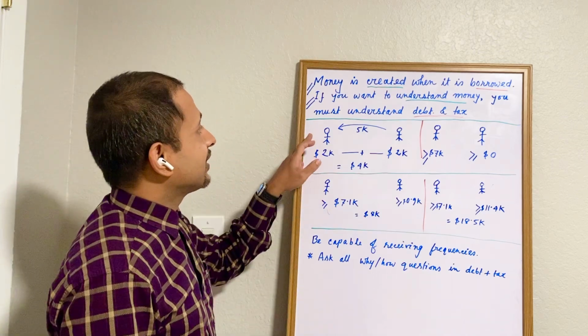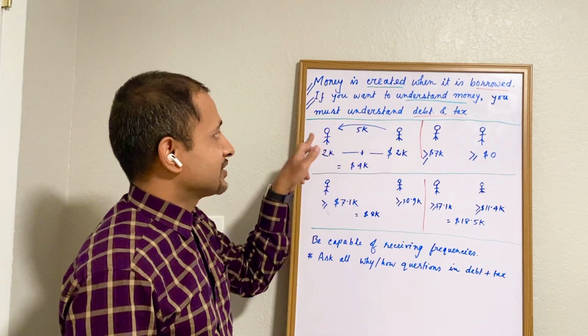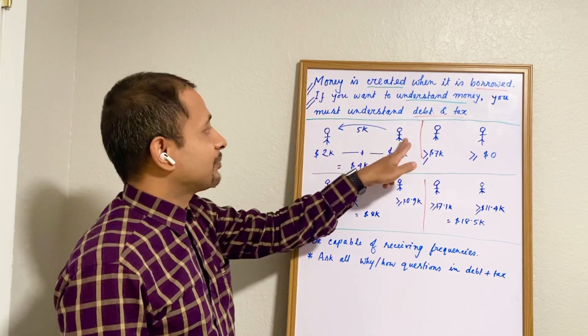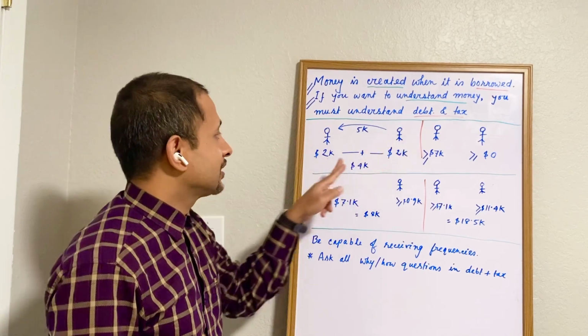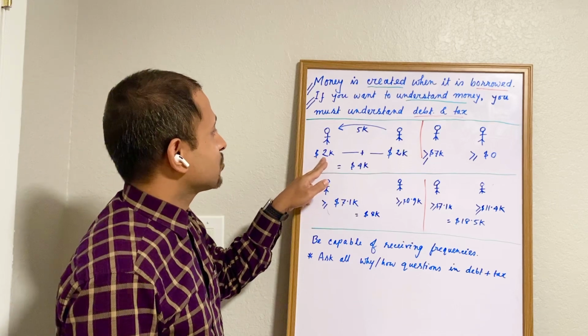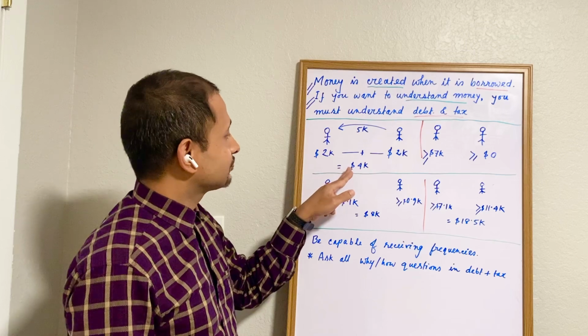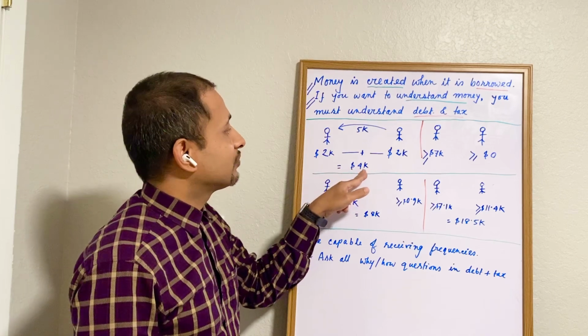Let's say there are two people in a city. One, this person over here, and then another person over here. Each of them has $2,000. So their money in total is $4,000.